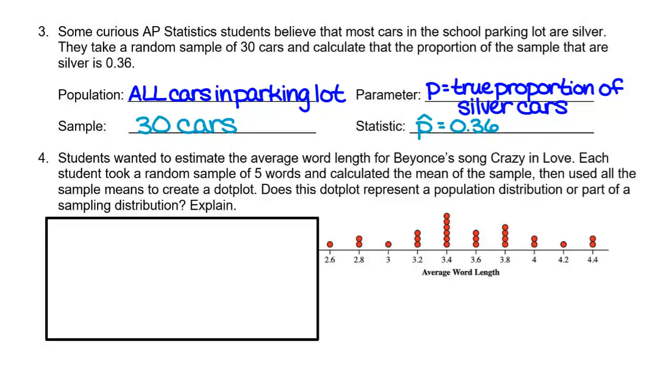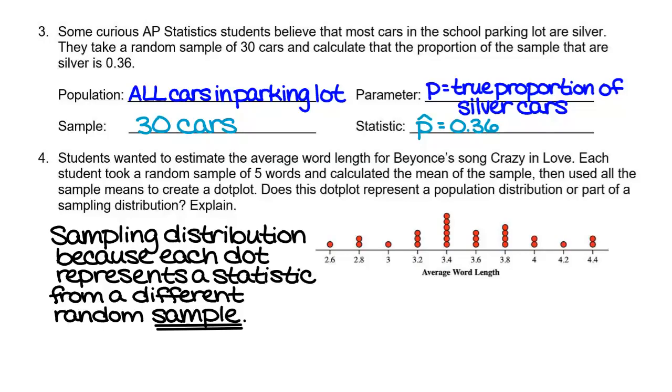Do you guys remember when we did the Beyonce Crazy in Love thing? Yes. Okay, so that's exactly what this is. We wanted to estimate the average word length for Crazy in Love. So each of you guys took a random sample of 5 words and you calculated the mean of the sample. And then we used all of your sample means to make a dot plot, right? Would this be a population distribution or a sampling distribution? Sampling distribution, why? What does each dot represent? An average from the sample. Each dot represents a statistic from a different random sample that was taken.